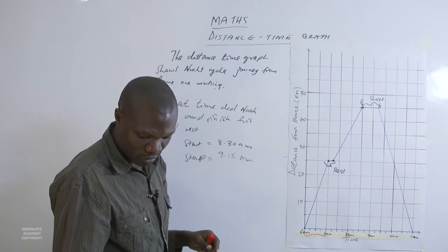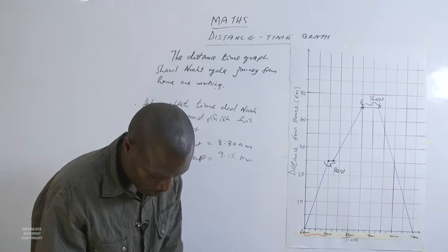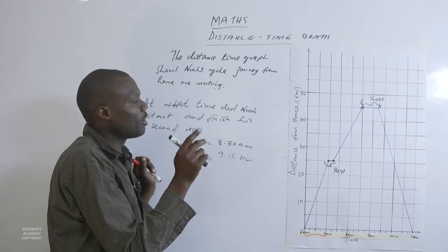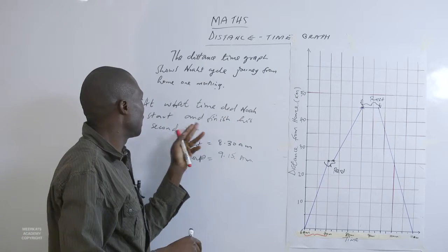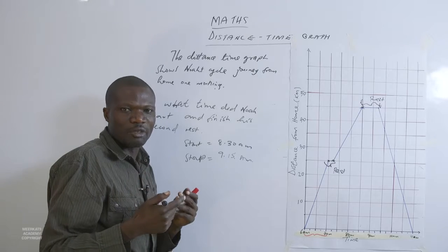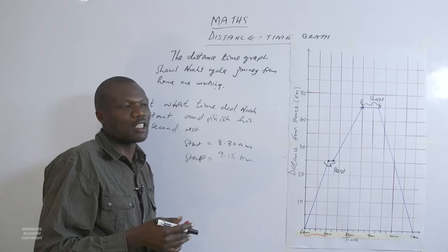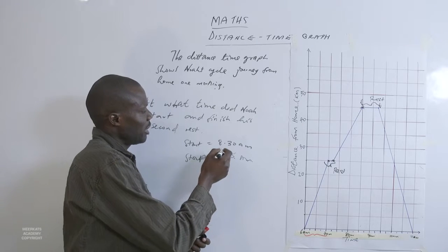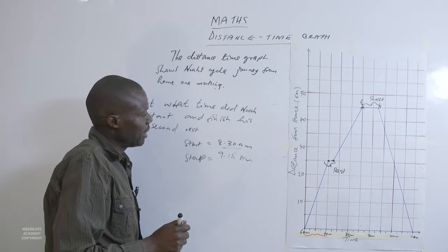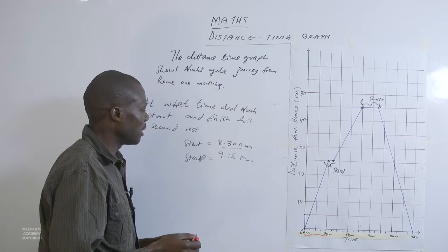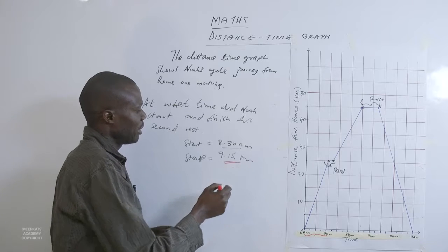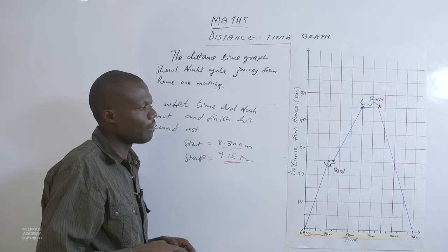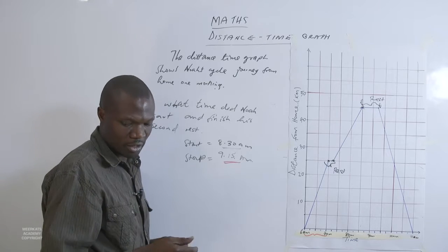So when you look at this, the question is asking, at what time did Noah start and finish his second rest? They have not asked us for the duration. They have only asked us to look at the graph and tell us what time he started the rest. We have said it is at 8:30. What time did the rest end? The rest ended at 9:15. That is it. Next question.